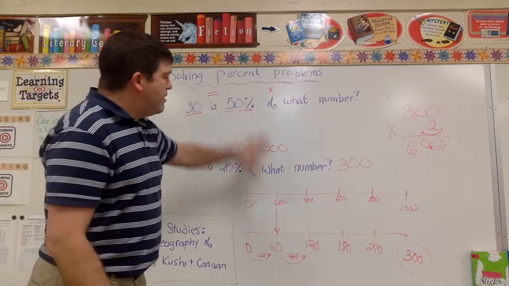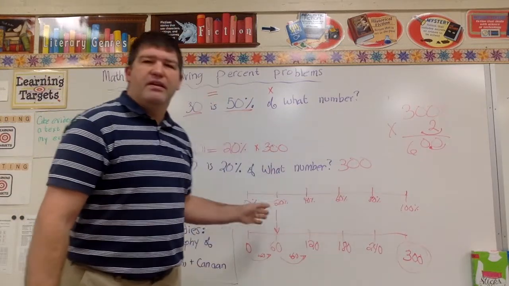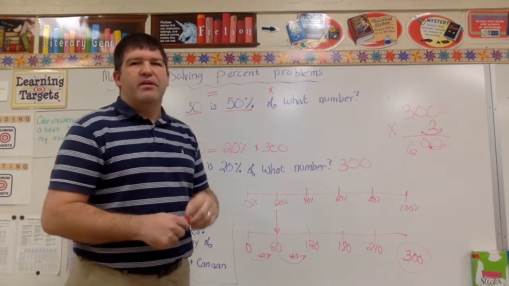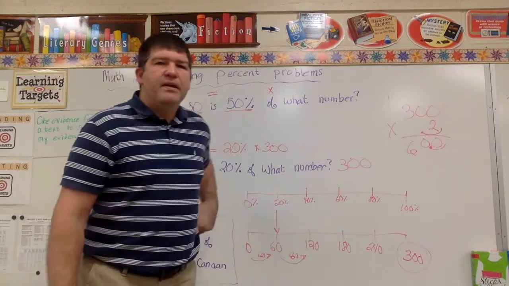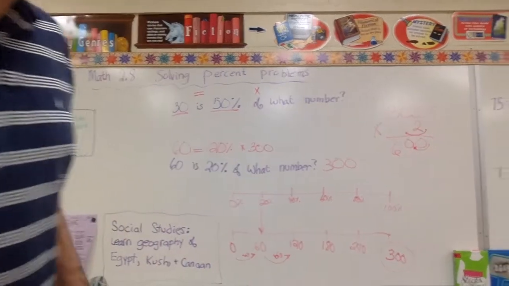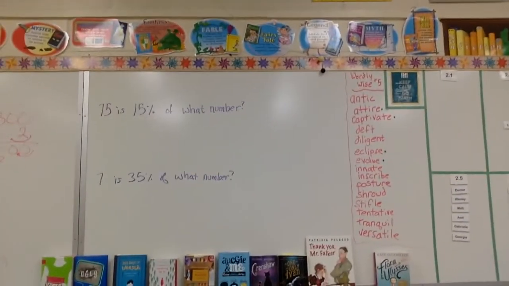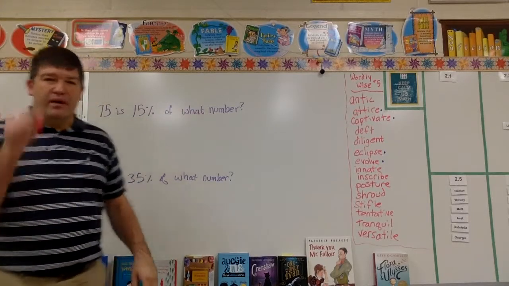All right, so this is one way of doing it where you do a line and the percentages go evenly into 100. It works with like 10. Any number that goes evenly into 100, you can do it this way, percents. Now, some numbers don't. So let's do it by proportion. We'll set up a little proportion here. 75 is 15% of what number?